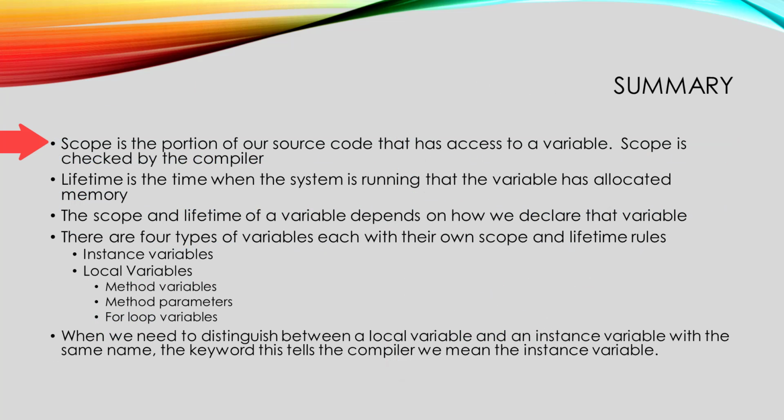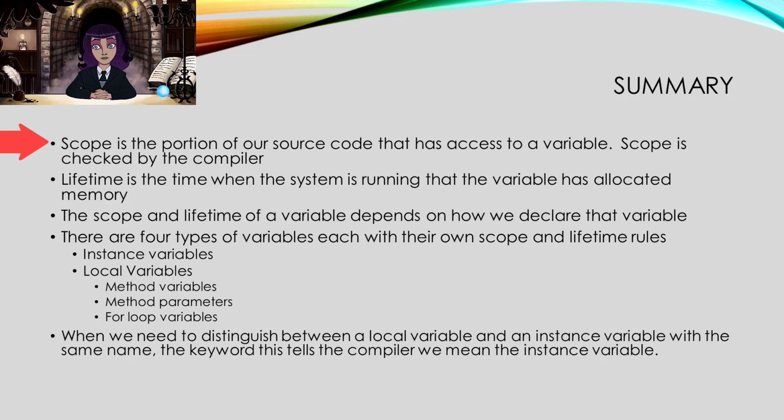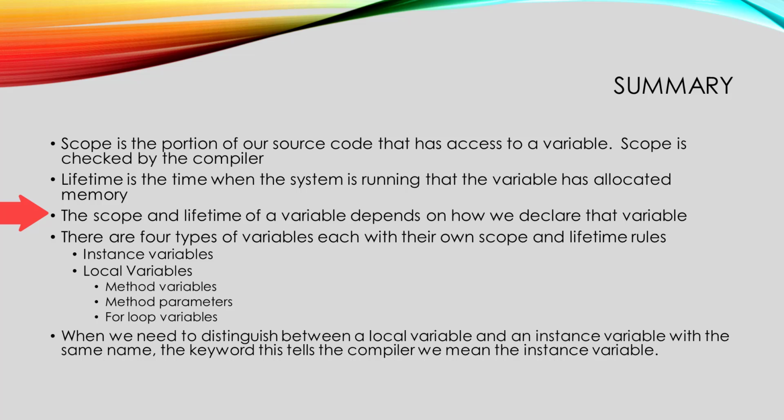In this video, we talked about scope, the portion of the source code that has access to a variable, and lifetime, the time while the system is running when the variable exists in memory. The scope and lifetime of a variable depends on its declaration, and there are 3 possibilities: instance variables, method parameters, and for loop variables. Finally, because a local variable and an instance variable can have the same name, we might have 2 variables with the same name whose scopes overlap.